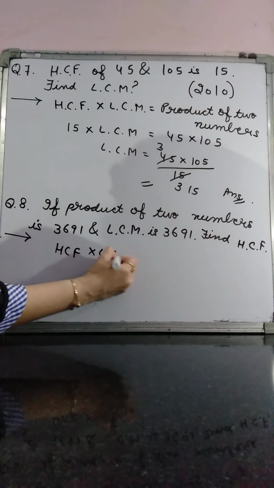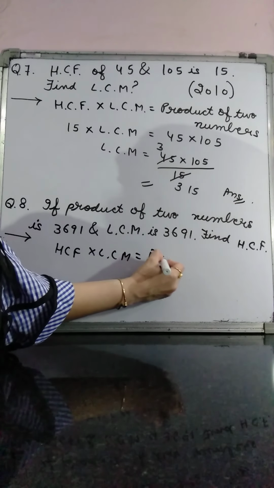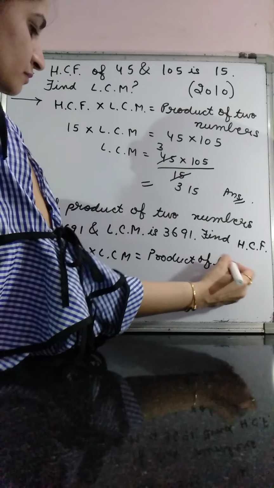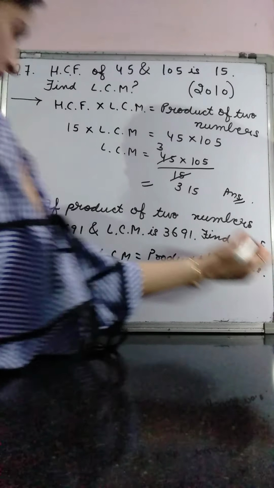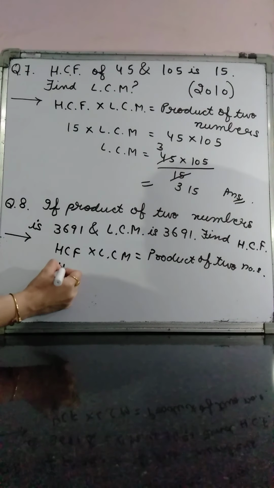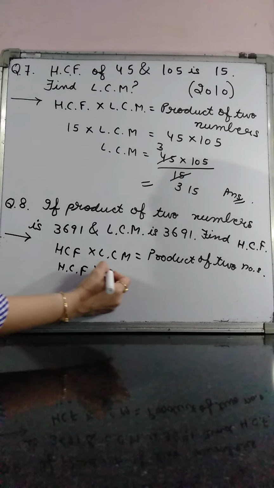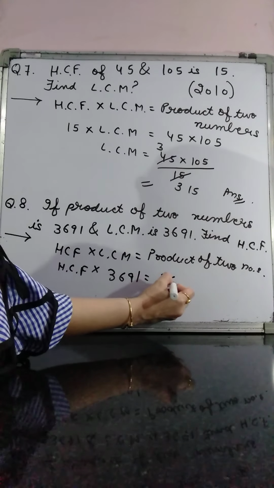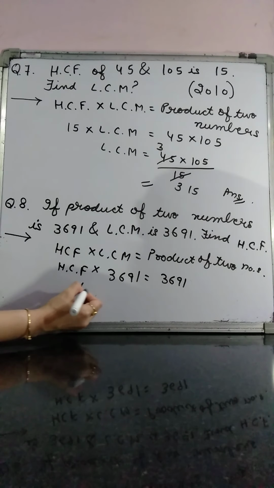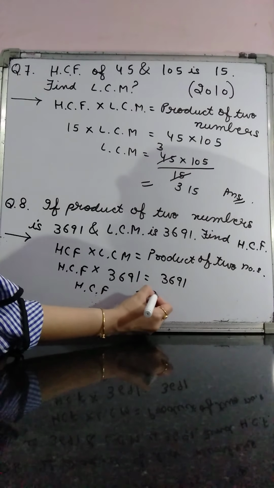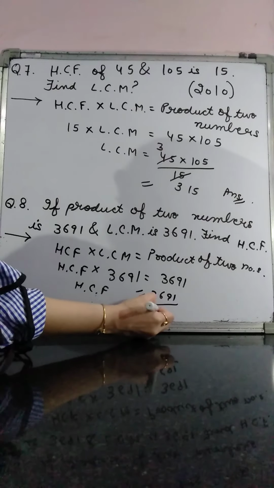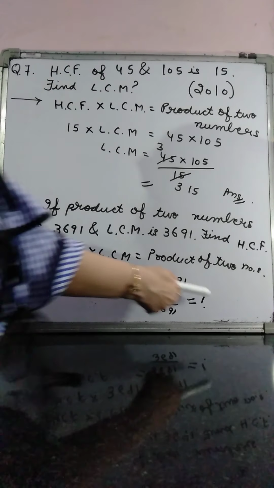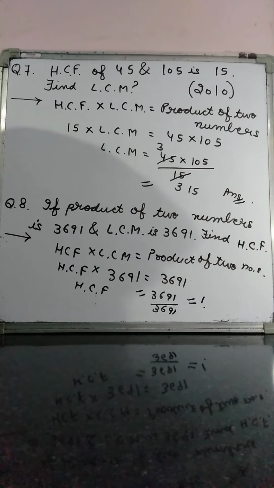Next question is, if product of two numbers is 3691, LCM is 3691, find HCF. HCF into LCM is equal to product of two numbers. HCF we need to find out. LCM is 3691, product is 3691, then HCF is equal to 3691 by 3691, that is 1. HCF is 1. This is the answer.